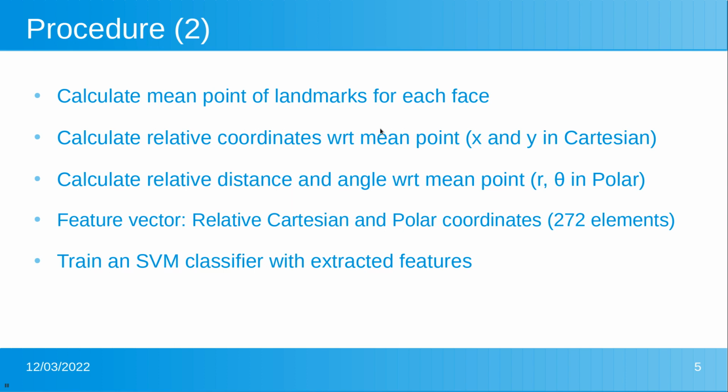So up until now we have 4 values for each facial landmark, and remember that for each face in total we have 68 facial landmarks. So in total, for each face we have 272 values that we can use for constructing a feature vector. So using this feature vector of 272 elements for each face, we train an SVM classifier.